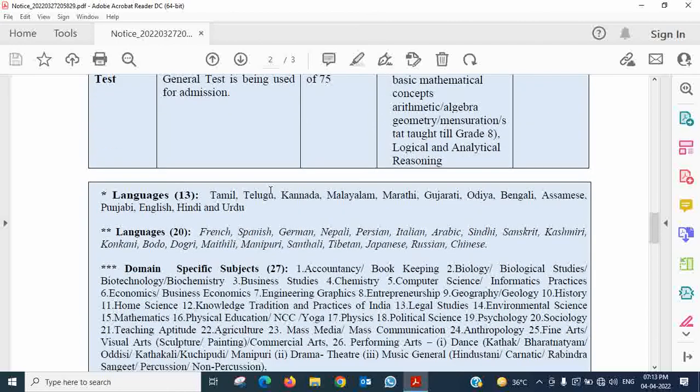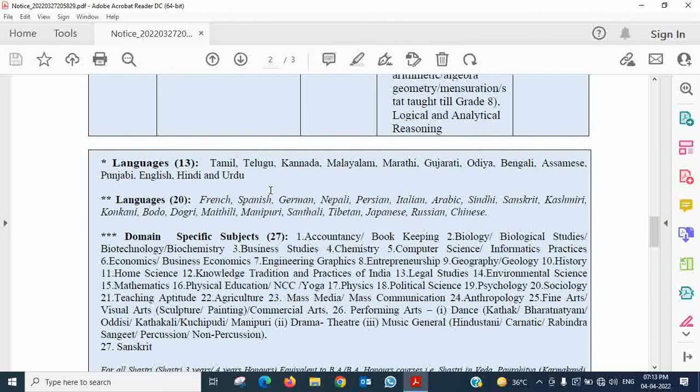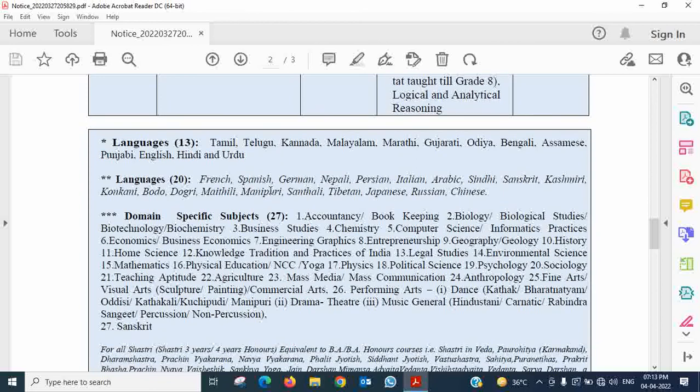Okay, so under section 1, as we know, there are 13 languages. So what are these languages? These languages are Tamil, Telugu, Kannada, Malayalam, Marathi, Gujarati, Odia, Bengali, Assamese, Punjabi, English, Hindi, and Urdu. Like we have already studied in 10th and 12th, we have taken a compulsory language like English or Hindi. So I will suggest you select one language, that is English or Hindi. And it will be the medium of instruction; the last three exams will be in the same language medium.